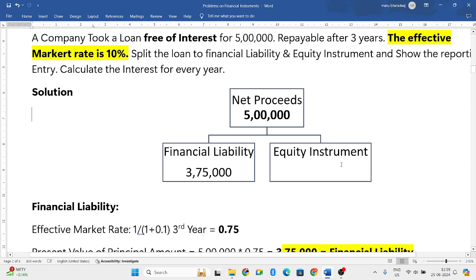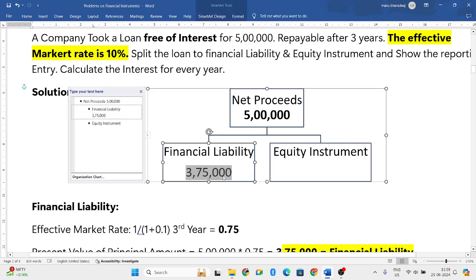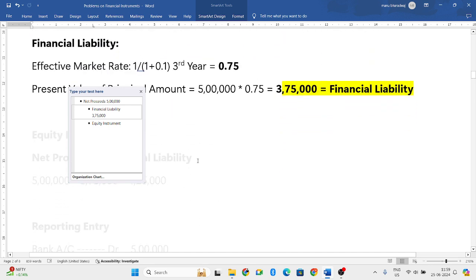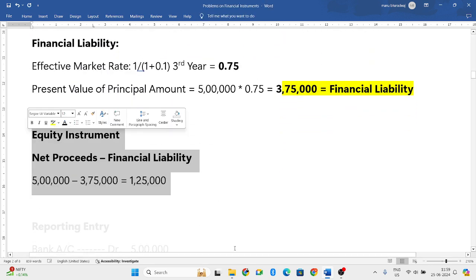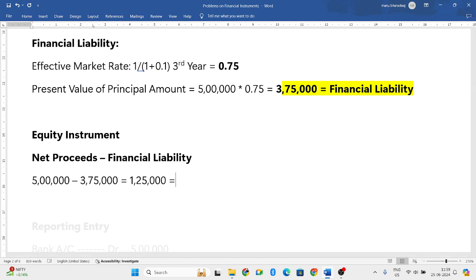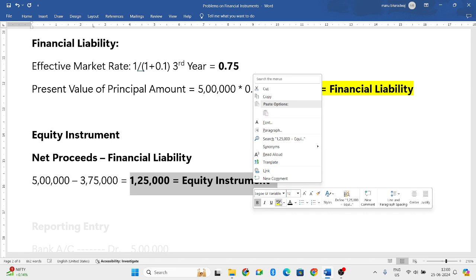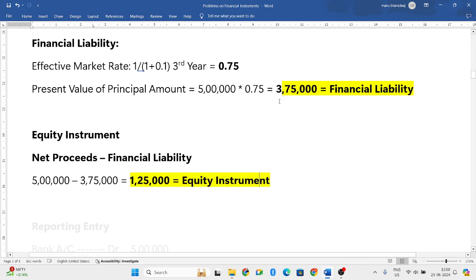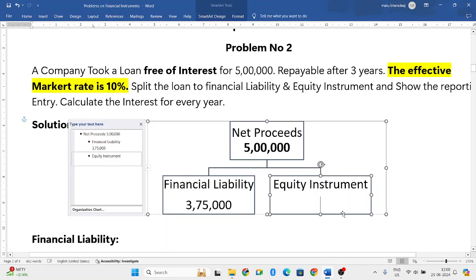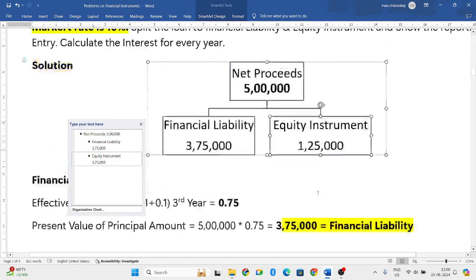Now the remaining amount will be the equity instrument. So if I have to find out the equity instrument, if I subtract the financial liability 3,75,000 from 5 lakh, the remaining amount will be 1,25,000. That is my equity instrument. So total net proceeds is 5 lakh rupees. From that 5 lakh, 3,75,000 is a financial liability. If I subtract, I will get the remaining amount, that is 1,25,000. That is my equity instrument.